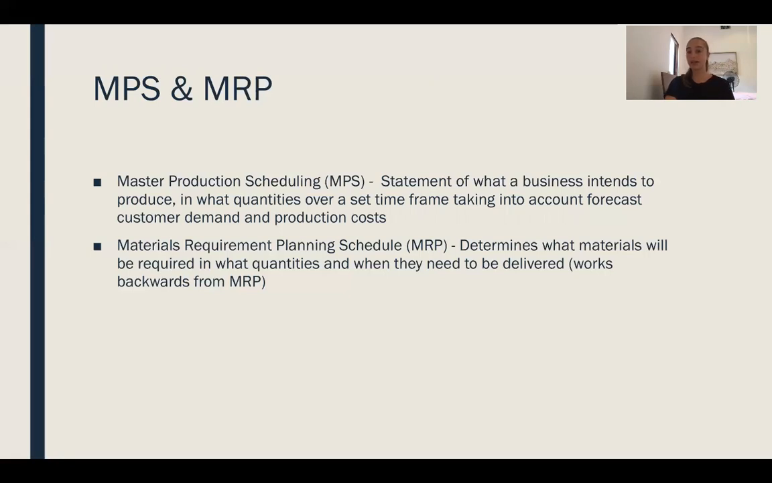The materials requirement planning schedule then works backwards from the MPS and says, okay, if we want to make 100 blue t-shirts, what materials do we need? How much of each material do we need? And when do they need to be delivered?